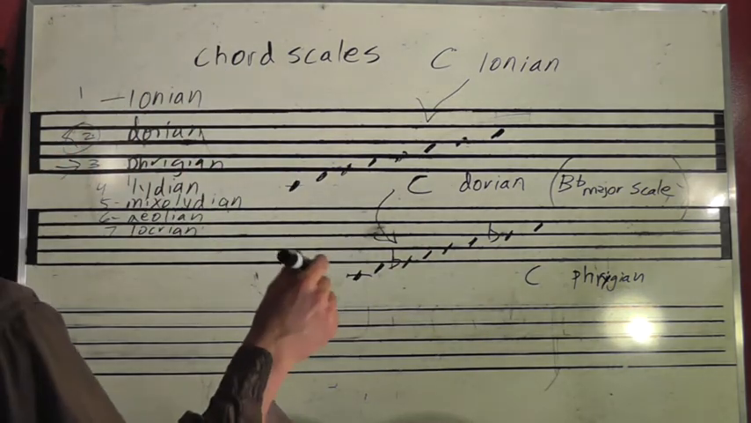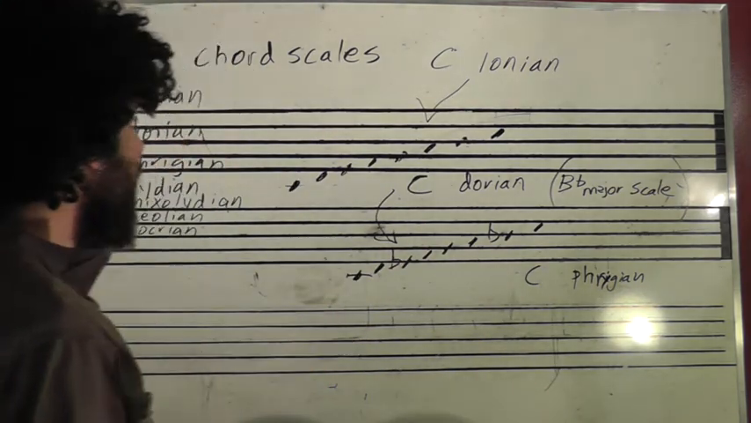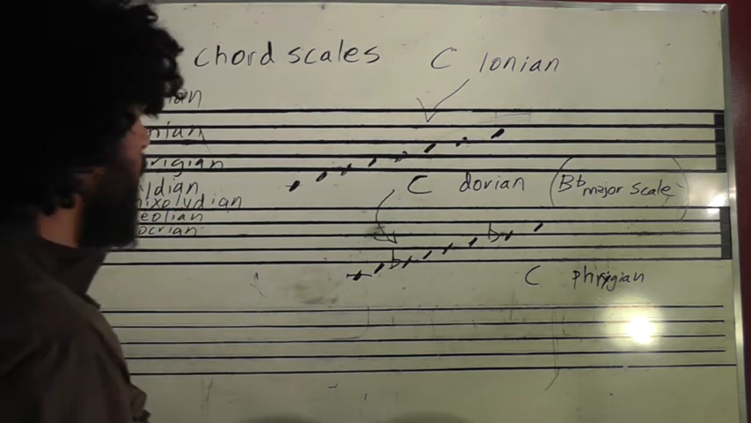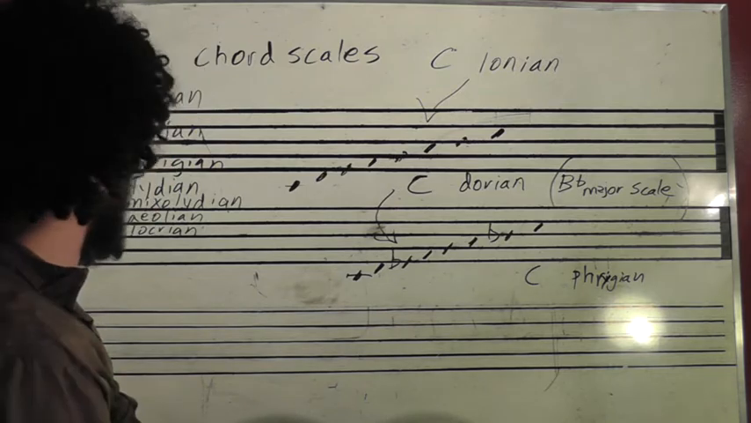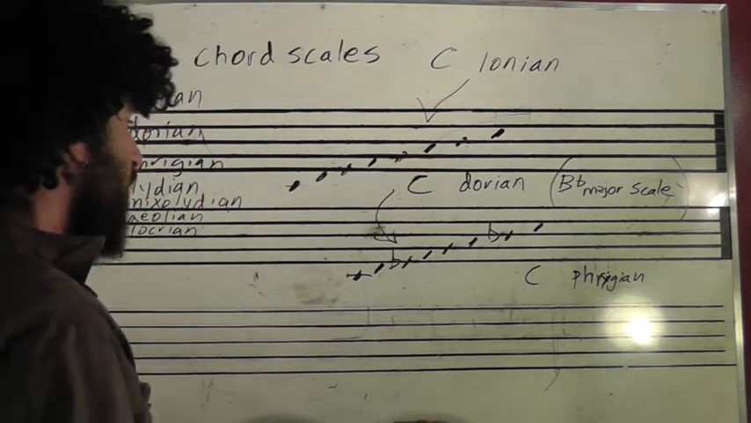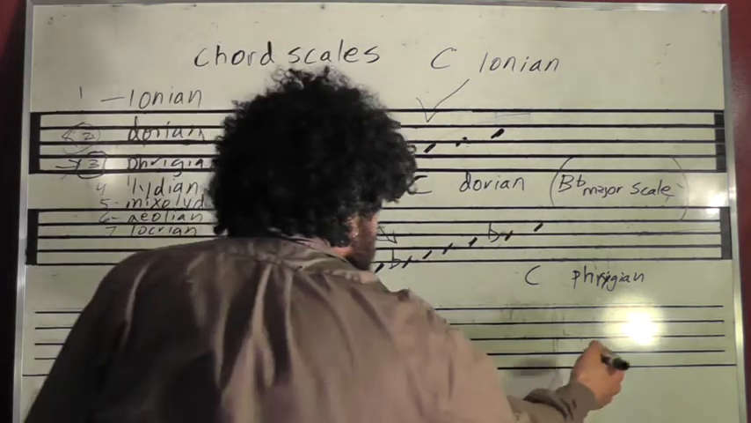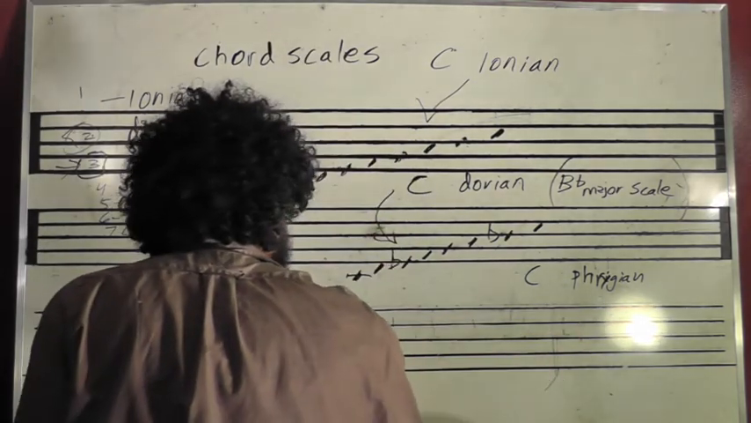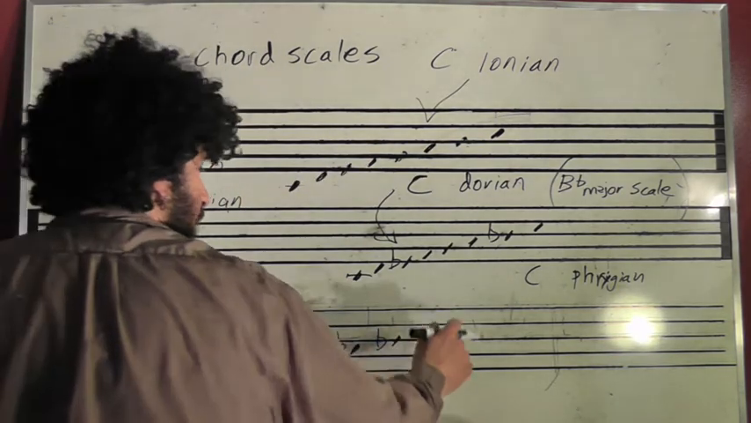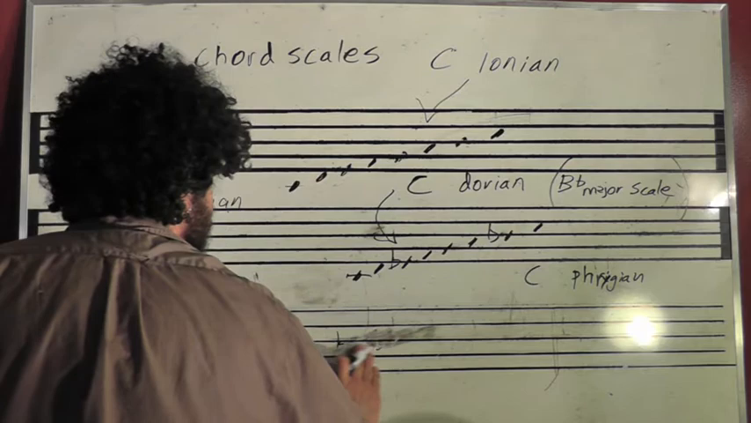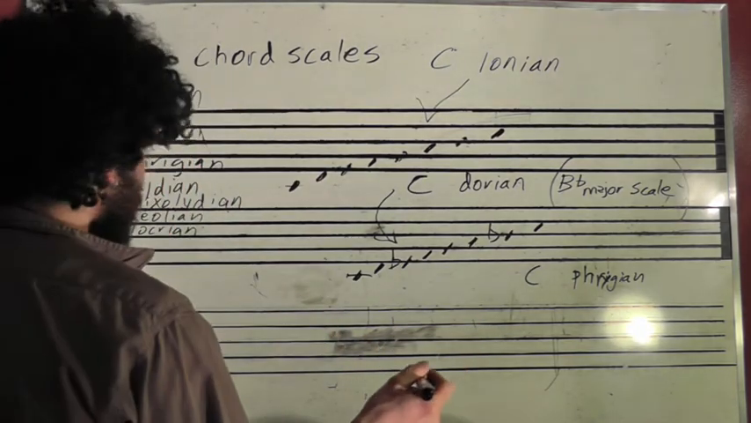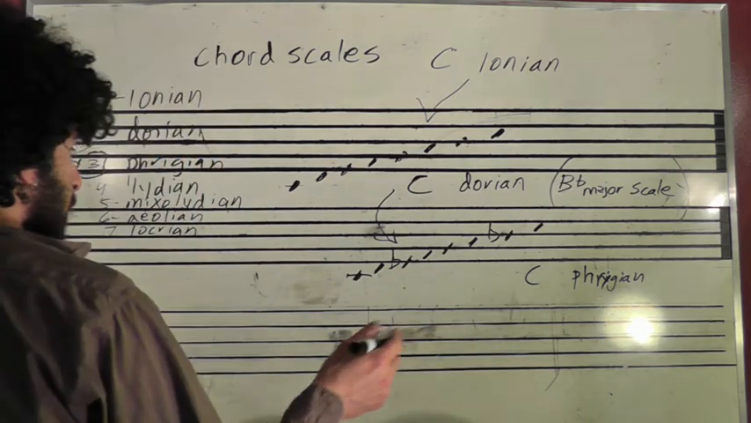Anyway, C Phrygian. So again, you're going to ask yourself, there's the third degree. Ask yourself which major scale has the third degree, and the third degree is C. So that would be A flat major scale, right? So you've got A flat, B flat, C, the first three notes of A flat major scale. But we're writing a C Phrygian scale. So it is a C scale, but contains all the notes of A flat.